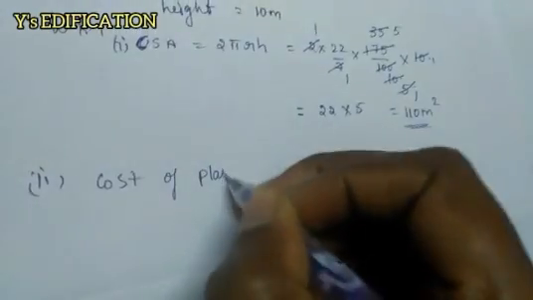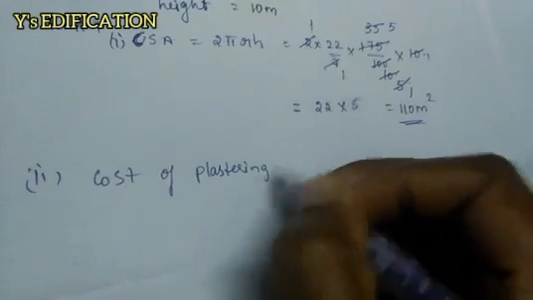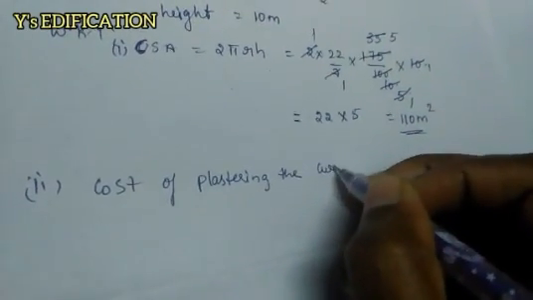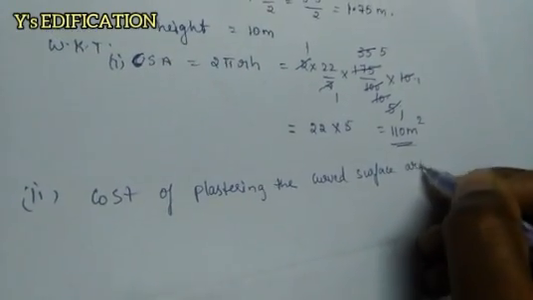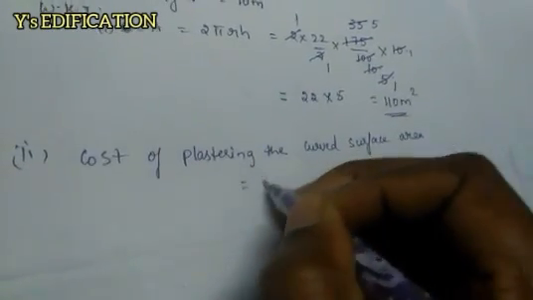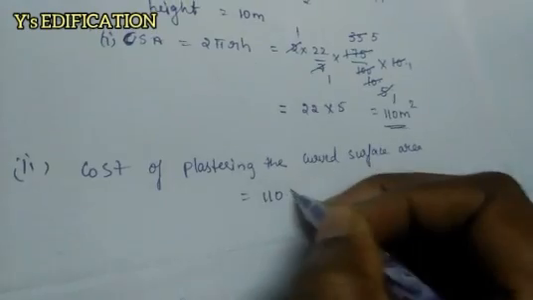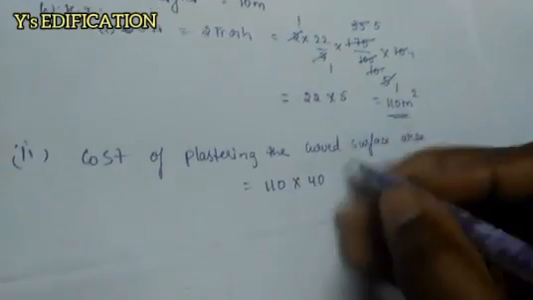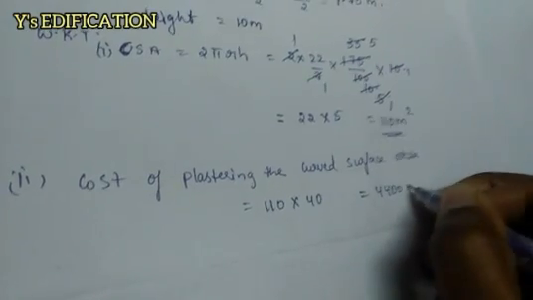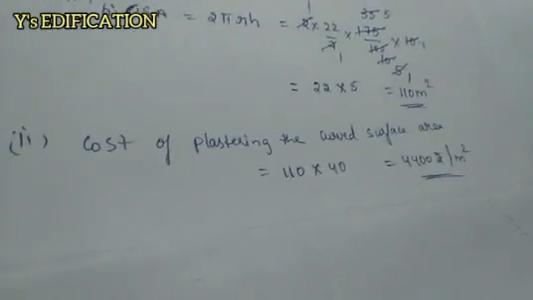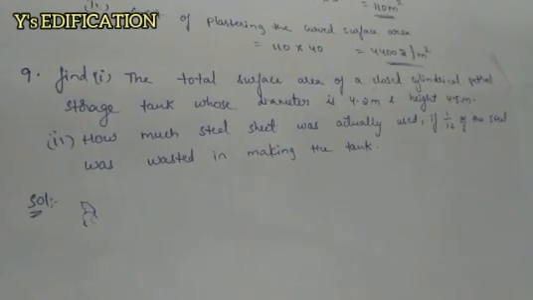Cost of plastering the curved surface area. For 1 meter square it takes 40 rupees. So for 110 meter square it takes 110 into 40, that is 4400 rupees. Okay, here comes the next question.